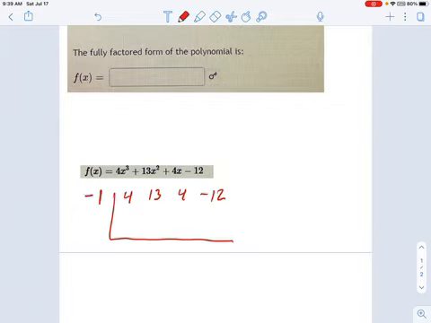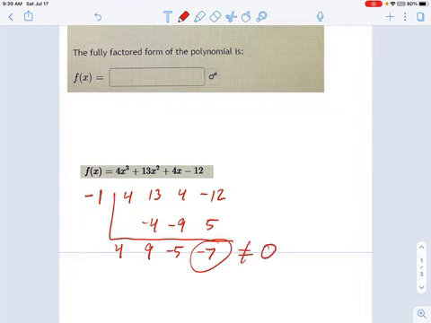I'm not so sure about negative 1. So 4, negative 1 times that makes negative 4, 9, negative 9, negative 5, positive 5, negative 7. That's not equal to 0. So negative 1 is not a root, which means we can cross that off our list, and we start over. Let's pick something else.